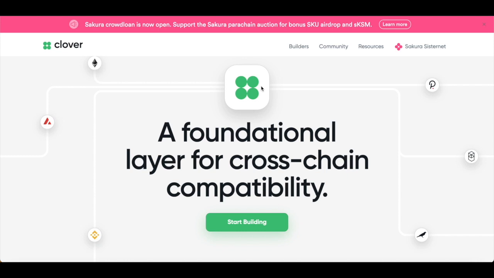Today we're going to be having a look at Clover. We've got big news. We've got a lot to go through. So let's get started. For everyone who doesn't know what Clover is, I'll give you a summary.